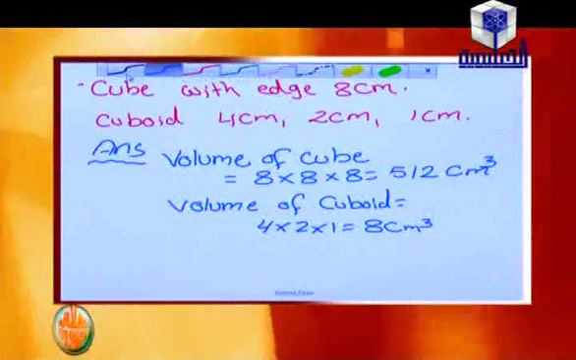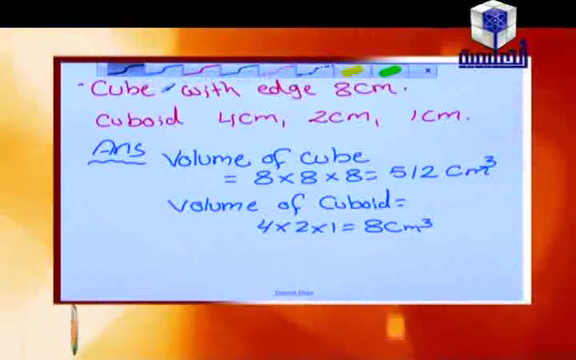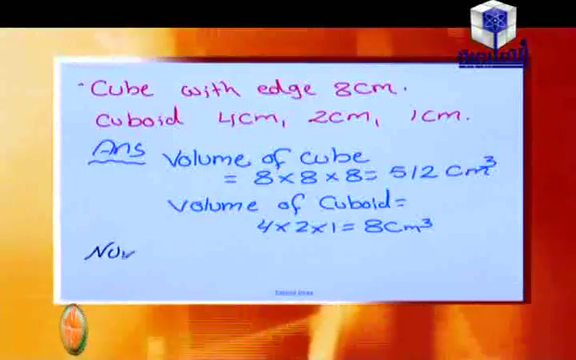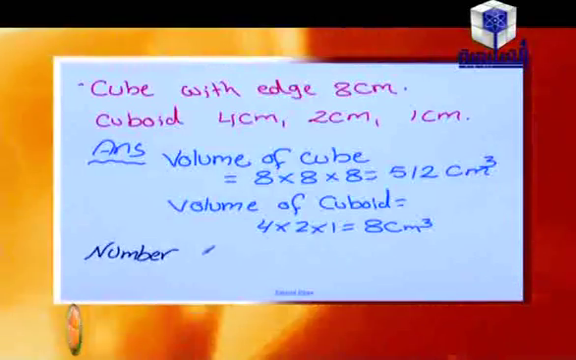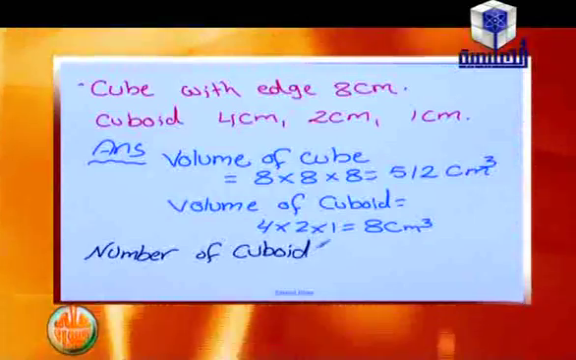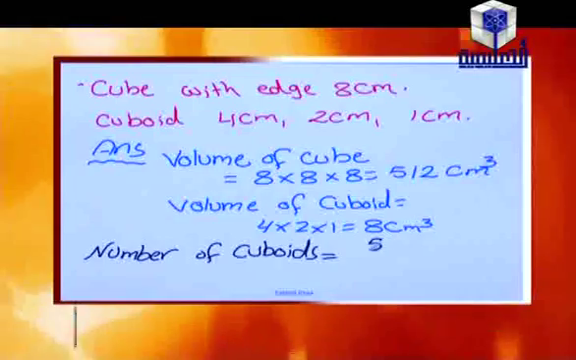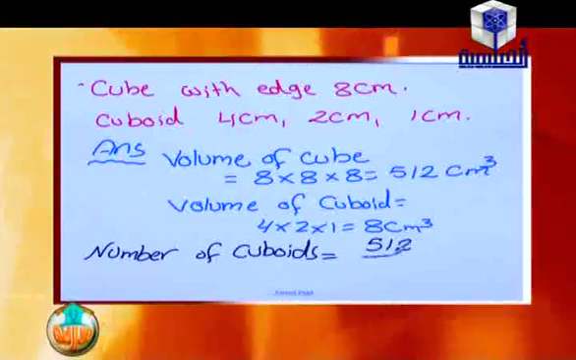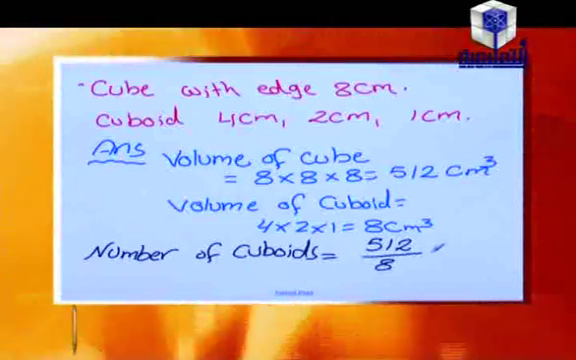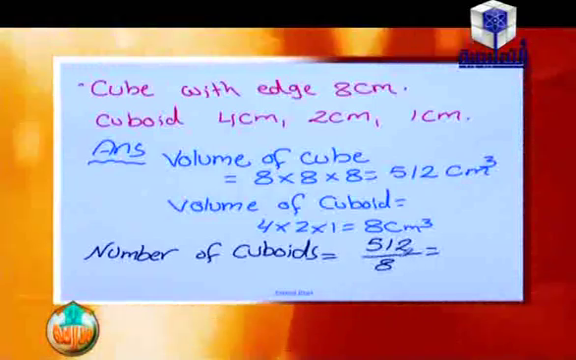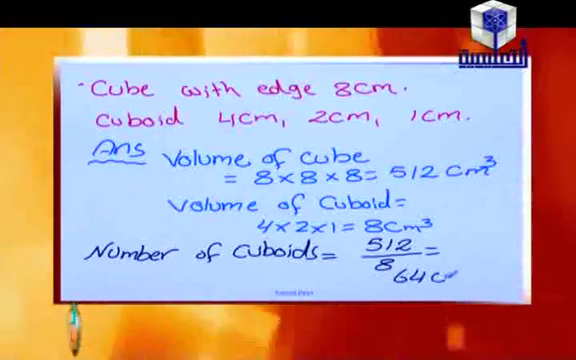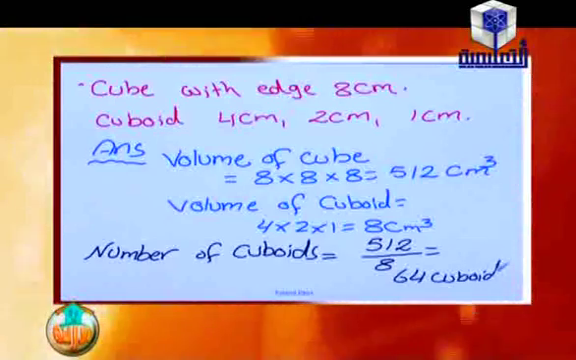The last step here to find the number of small cuboids, we are going to divide. Then say here the last one, number of cuboids equals 512, which represents the volume of the cube, over 8, which represents the volume of the cuboid. The result will be 64 small cuboids.